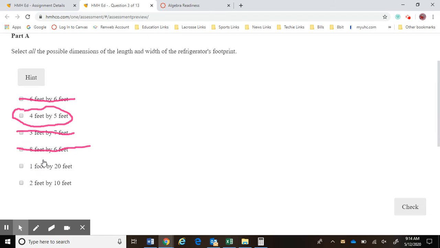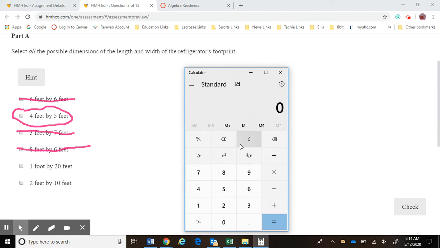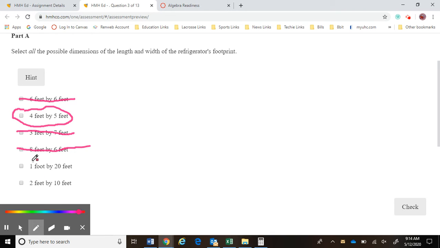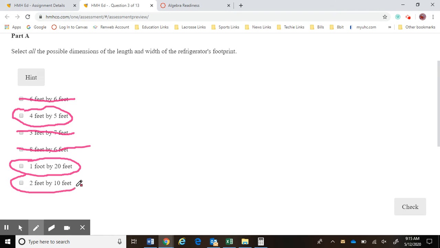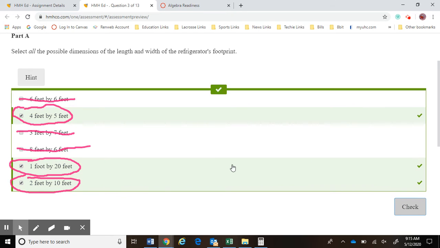Let's see, 6 times 1 times 20. Yep, that works. And then my last one, 6 times 2 times 10. That one works. So I just multiplied 6 times these two numbers, times these two numbers, times these two numbers to get my correct answers. And I'm good.